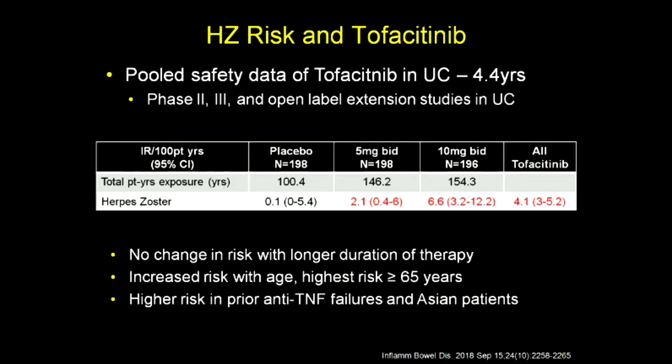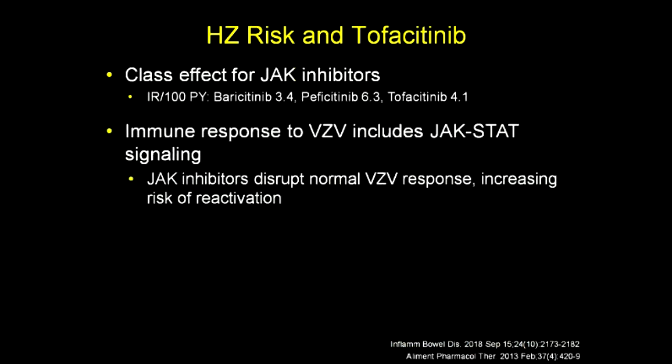It seems to be higher in older patients, which goes with zoster in general. And it seems to be higher in patients who have previously failed TNFs, and then in the Asian population, and we're not quite sure why that would be the case, but those are risk factors that have come out. This looks to be a class effect for the JAK inhibitors, so there are a couple of other JAK inhibitors in development with similar incidence ratios to tofacitinib. And this is probably because the JAK-STAT pathway is important in the immune response to herpes zoster, and so by inhibiting that, you're allowing this to be reactivated.